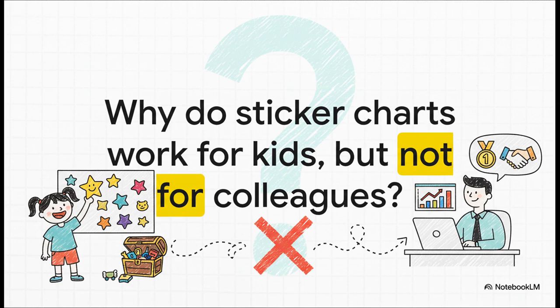Why does a sticker chart work wonders for a first grader, but you'd get laughed out of the office if you tried it with your colleagues? We all kind of know this, right? That what gets a 6-year-old excited in class is completely different from what motivates a 30-year-old in, say, a work training. But what's the actual theory here? Why can't we just treat adults like bigger kids?